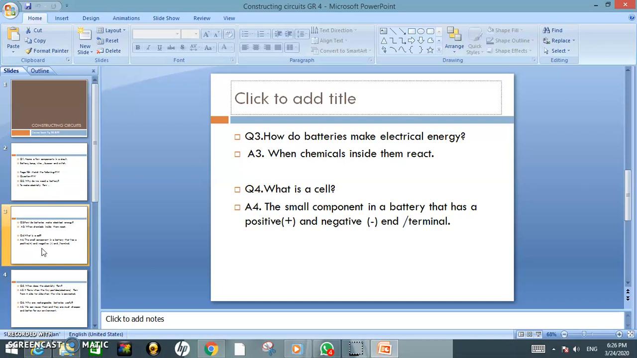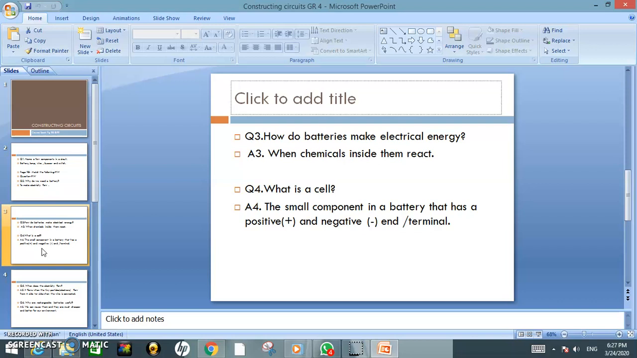The next question, question number 4, question number 3 and 4 also, you will copy it down in your notebook. What is a cell? Now, just as you have a big house, inside a house you have many different rooms, right? Each room we will talk about as if it's a cell. Many of these rooms or the cells will make your house or the battery. So, what is a cell? It's the small component. Again, what do you mean by component? Component is the part inside a battery.